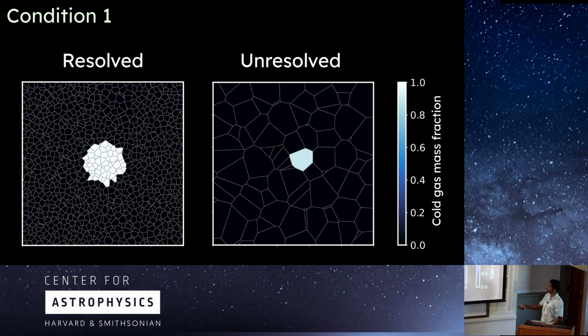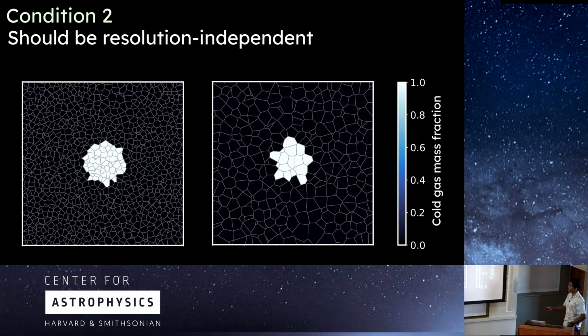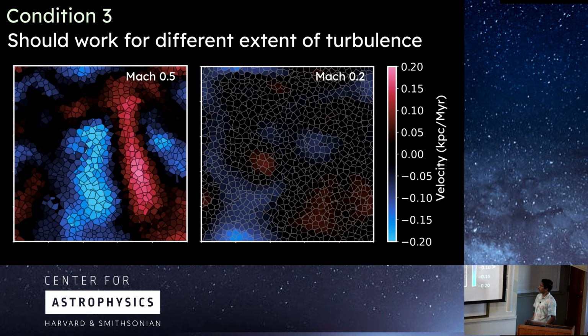We, of course, wanted it to work when it's unresolved, but we also wanted it to work at resolved scales, because as the cold gas grows, you might end up in a scenario where your simulation is actually resolving the cold gas. We also want it to be resolution independent, so the model should not give you a different answer if the resolution is different.